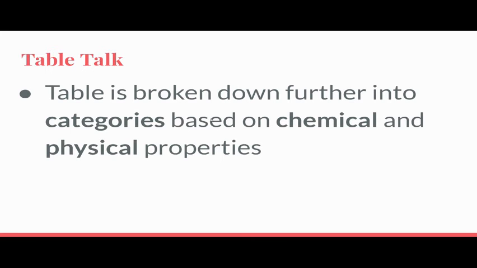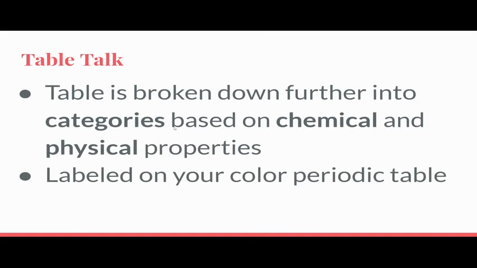A couple other things then. So of course, they're broken down into columns and they're also broken down into rows. So there's groups or families and periods, but then also they are further broken down into more categories. Those categories are based on their chemical and physical properties. So basically how those elements behave. And those categories that we're talking about are the things you labeled the other day. So you'll notice that there are things like the alkali metals, the transition metals, the halogens.